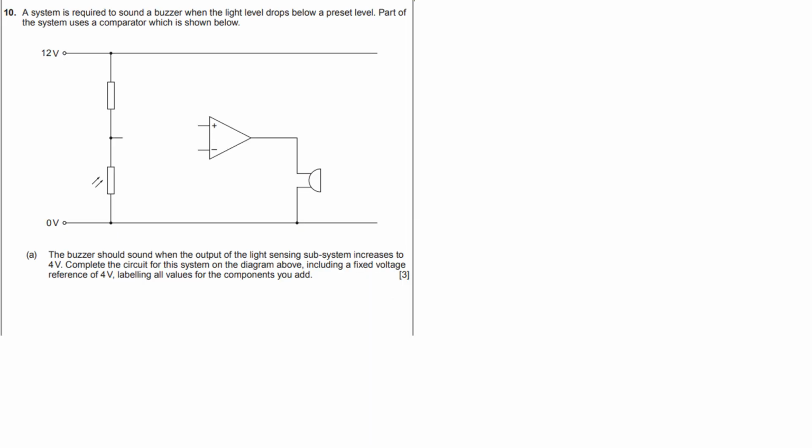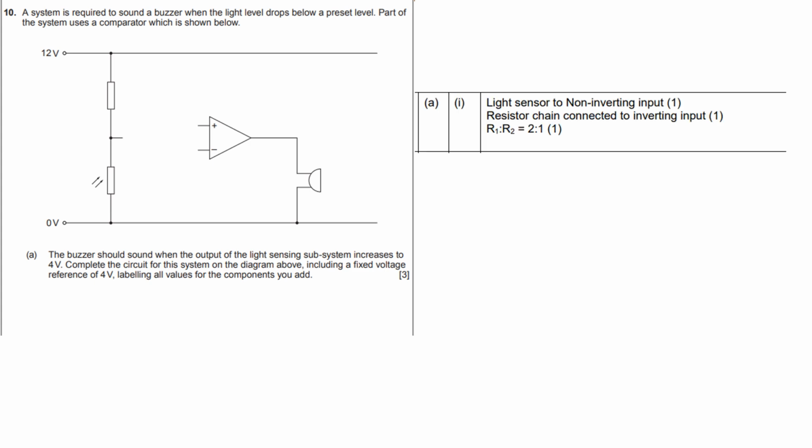Okay, let's build a comparator, shall we? So we've got a buzzer, and the light level drops below a threshold. Okay, so we'll do that in a minute. The voltage increases to 4 volts, so 4 volts is a switching voltage as well. Sorry, the answer's come up there, but it doesn't matter, let's still do it. So all we're going to do is have a resistor like that, and another one up there, like that.